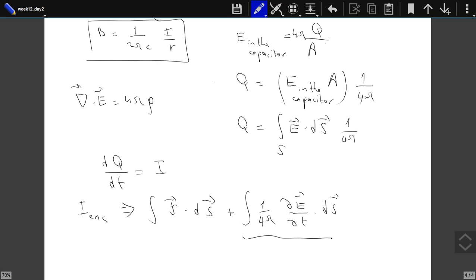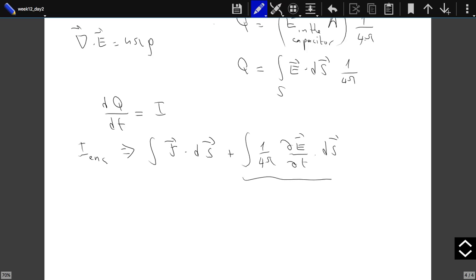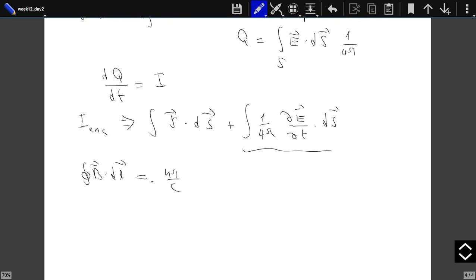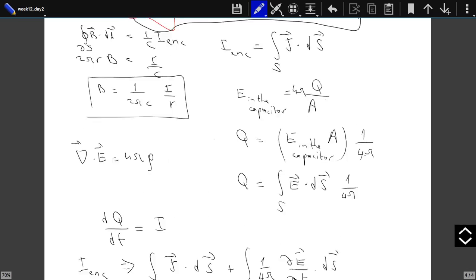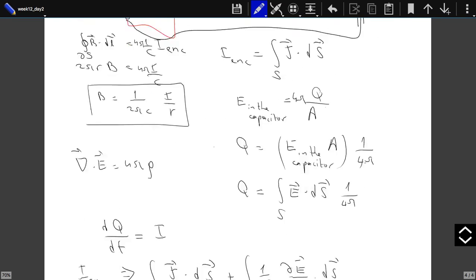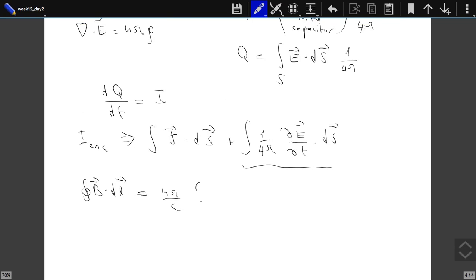So the sum is kind of independent of whether I take the red surface or the other huge surface. And my laws should be independent of which surface I choose. And this concludes that the B dot dl now has to be replaced by 4 pi over c, J dot ds plus 1 over c dE by dt.